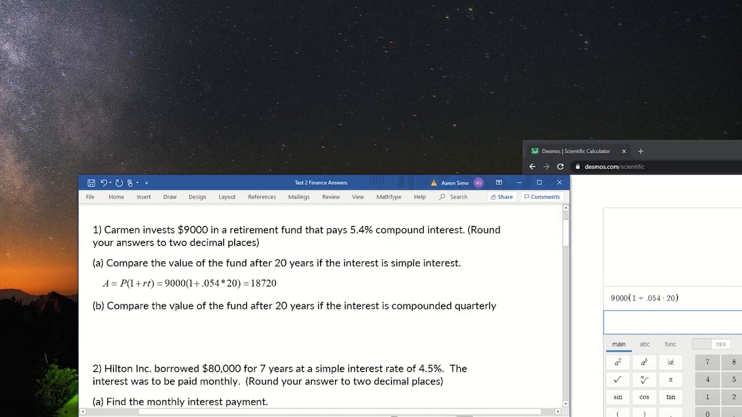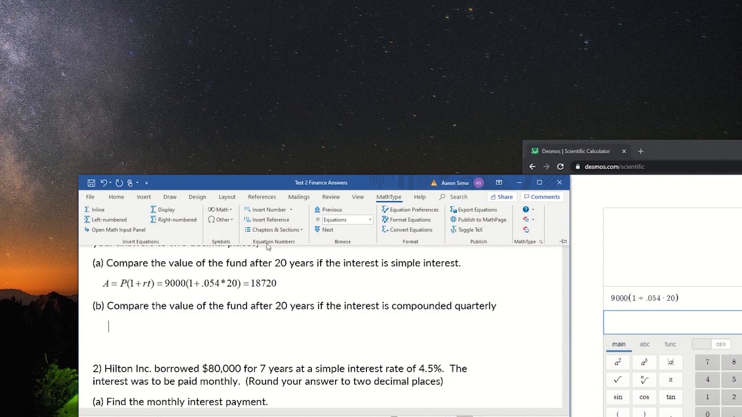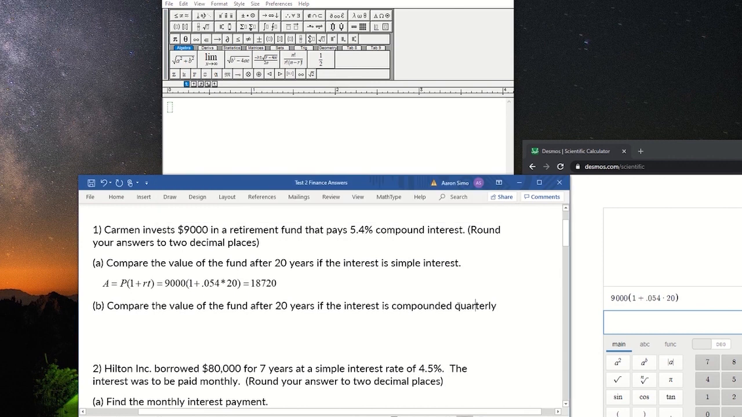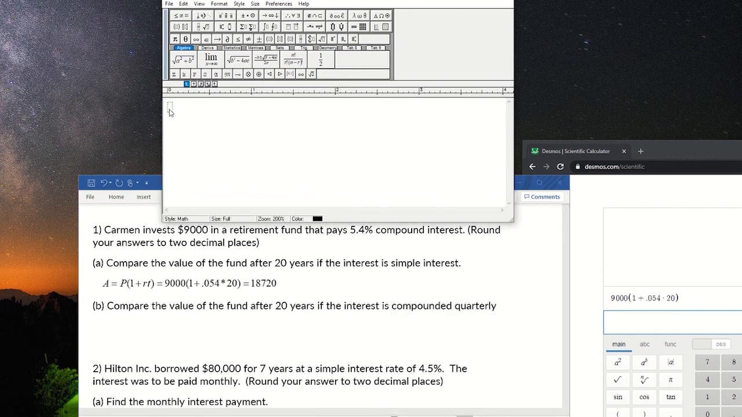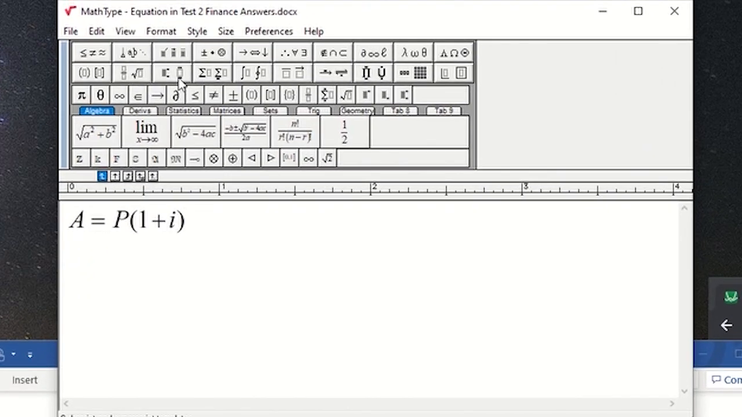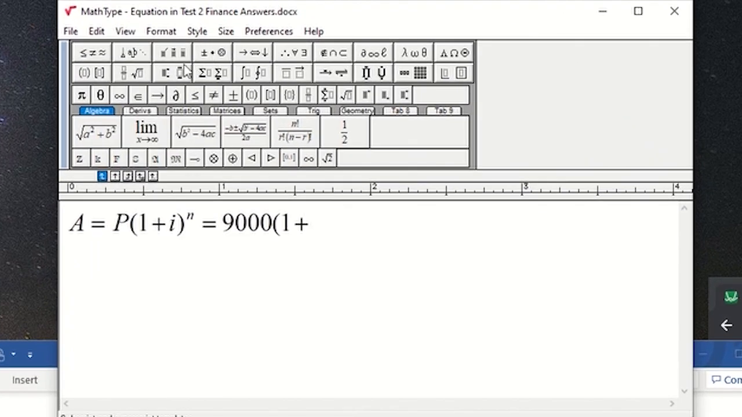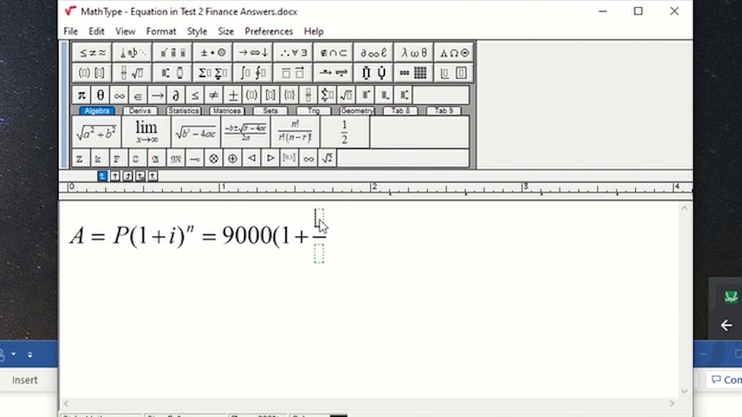Alright, part B says compare the value of the fund after 20 years if the interest is compounded quarterly. So on this one, I'm going to go to MathType. I'm going to put inline. Quarterly compound interest, so we've got a different formula: A equals P times 1 plus i, and we need an exponent of n, and we'll say that this is equal to 9,000 times 1 plus, now the periodic interest rate is going to be a fraction, so fractions are right here. Click that, throw in 0.054, and then divide it by 4, because it's quarterly.